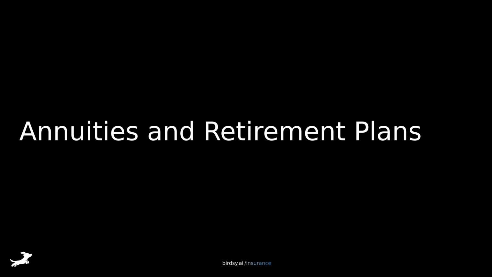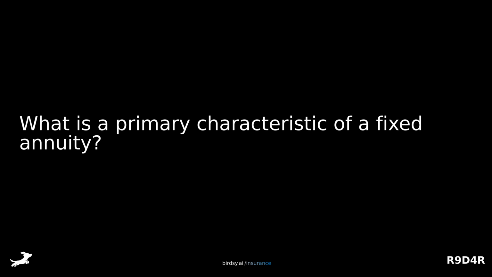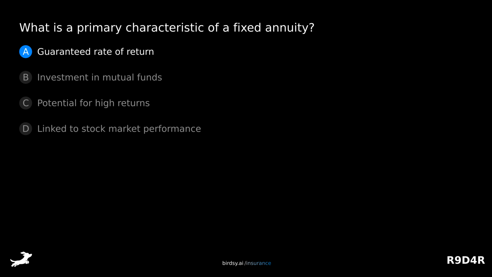Annuities and retirement plans. Fixed, variable, and indexed annuities. What is a primary characteristic of a fixed annuity? Is it A, guaranteed rate of return, B, investment in mutual funds, C, potential for high returns, or D, linked to stock market performance? The answer is A, guaranteed rate of return.